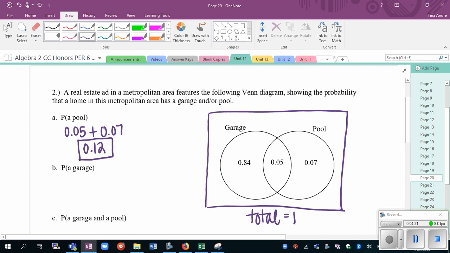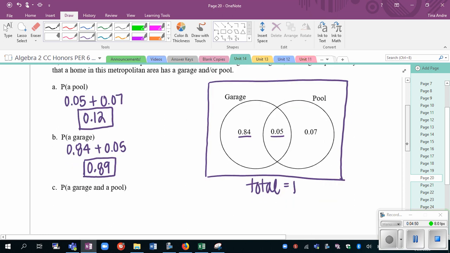The probability of having a garage, so basically the same thing. I have the people that just have a garage, and then I have the people that have both. So I add those up, so 0.84 plus 0.05. Now these calculations are very easy to do, but I definitely think it's worth showing your work just because, again, the more work you show, the more likely you are to receive partial credit because now I can see, well, where did you get your numbers from?